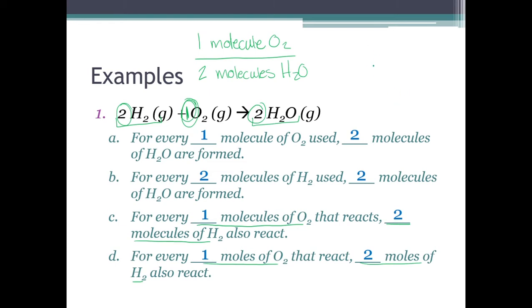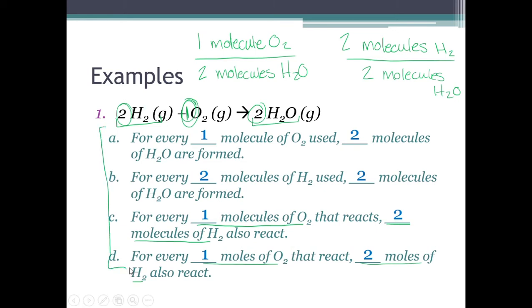Or we could say for every 2 molecules of H2, there are 2 molecules of H2O formed. Any of these sentences can be turned into conversion factors. We're really not going to use these all too often. We're not going to just discuss the sentence very often, but we are going to use these a whole lot.